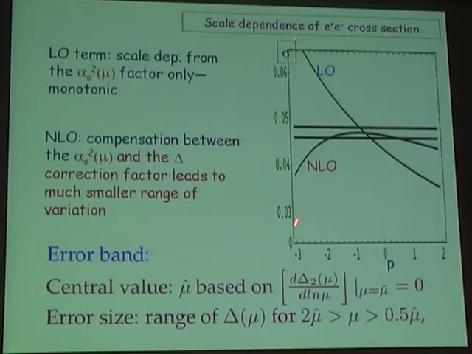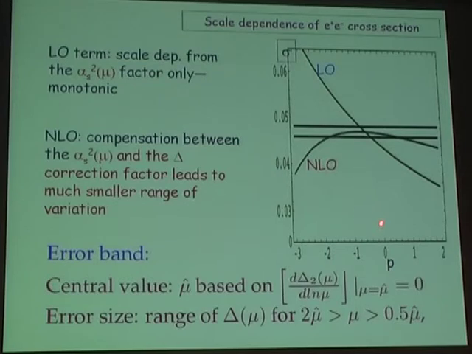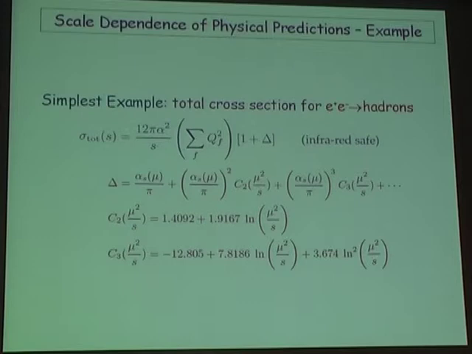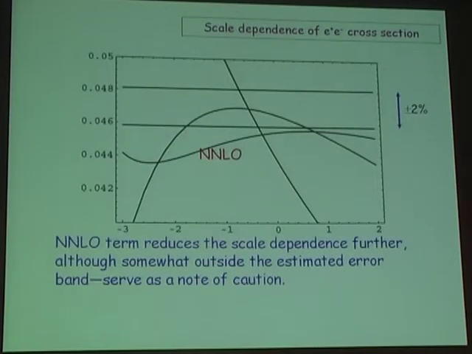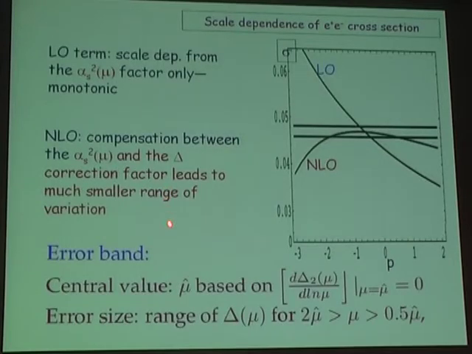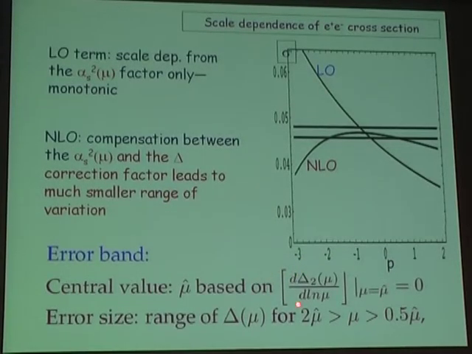plot your prediction as a function of mu. This is written as p because we parameterized, I didn't specify. So p is defined to be, mu is defined to be q times e to the power p. So p from minus 3 to plus 2. So this is a very wide range. Okay?